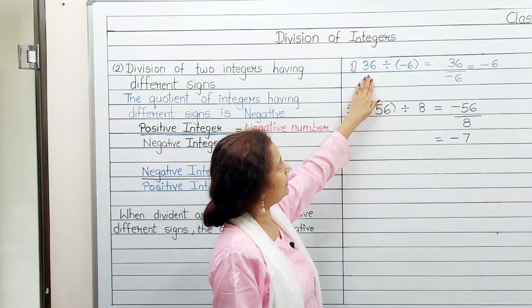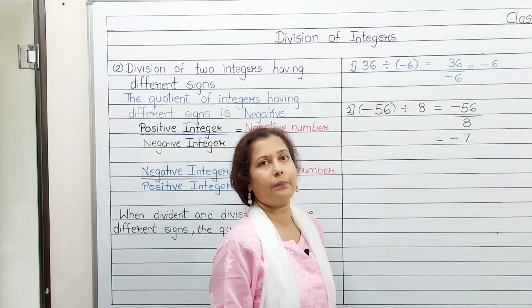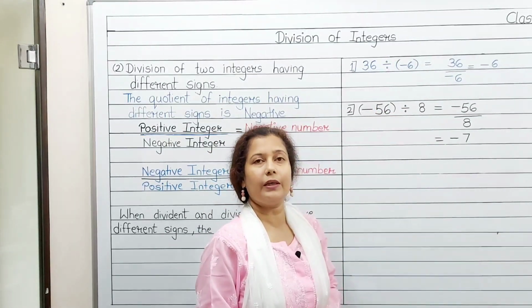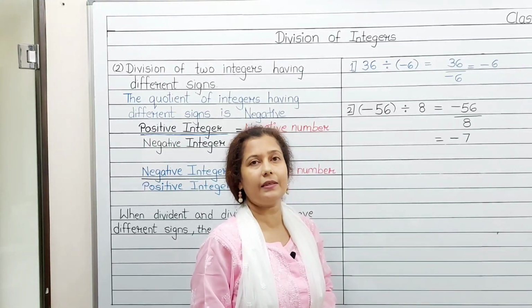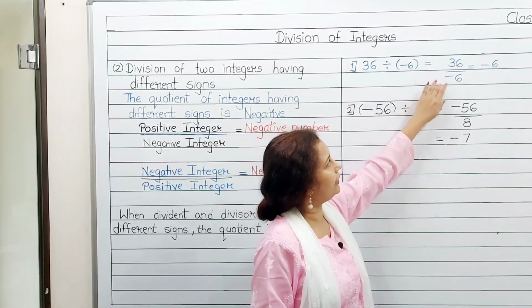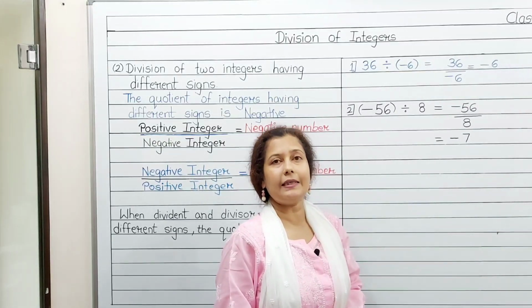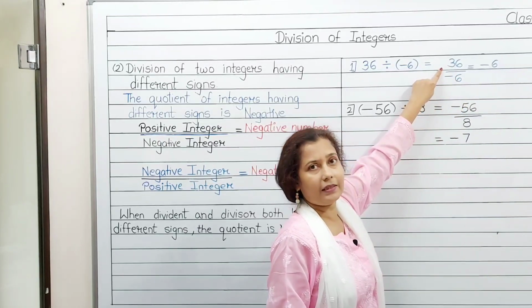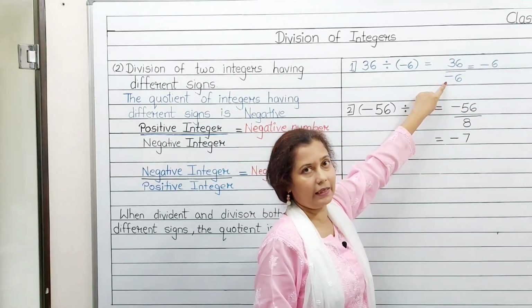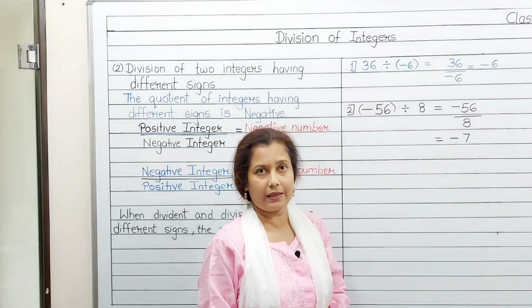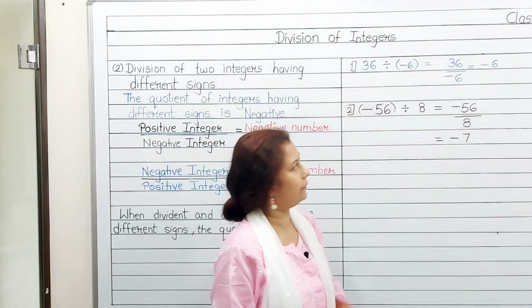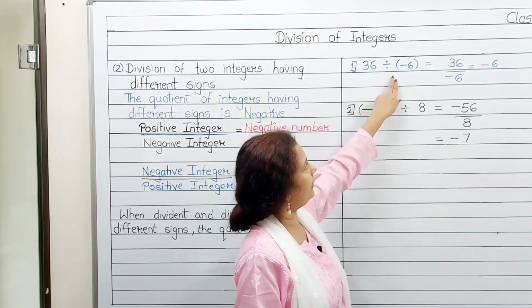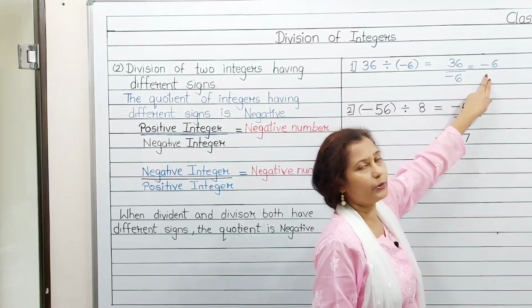First example, 36 divided by minus 6. 36 is the dividend and minus 6 is the divisor. So here the dividend is positive and the divisor is negative. We divide the absolute values: 36 divided by 6 we get 6. The dividend is positive and the divisor is negative, that means both have different signs, so the result will be negative. So the answer will be minus 6. 36 divided by minus 6 is equal to minus 6.